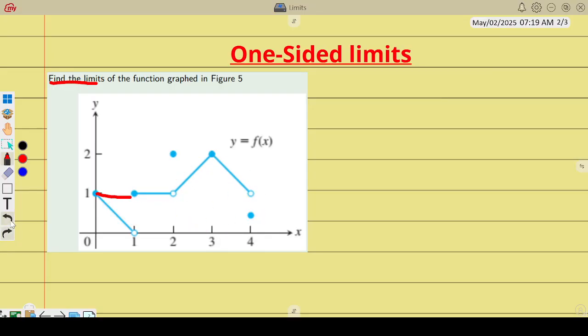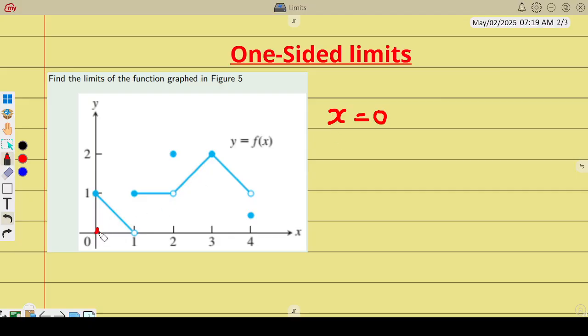We're going to find the limits at each point. We have the first point 0, the second point 1, 2, 3, 4. We're going to find 4 limits. This is a typical exam question, and we're also going to look at an exam question shortly. So where do I start from? Let us look at the point where x is 0.